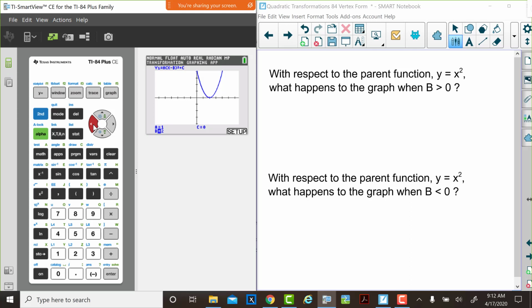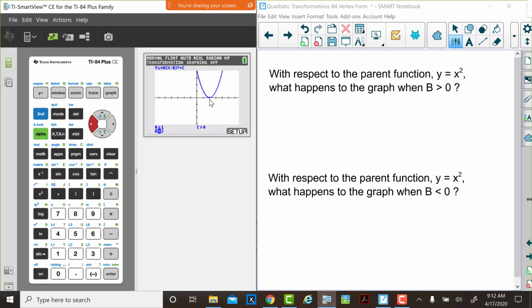Also, the vertex changed. At the location you see on the screen right now, when b is equal to 2, rather than at (0, 0), the vertex is now at (2, 0). It is shifted to the right 2 units. You could confirm this algebraically.